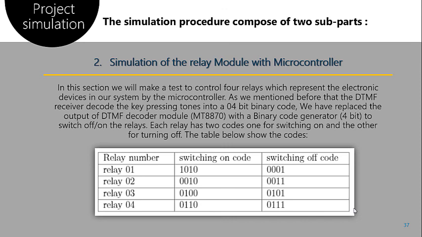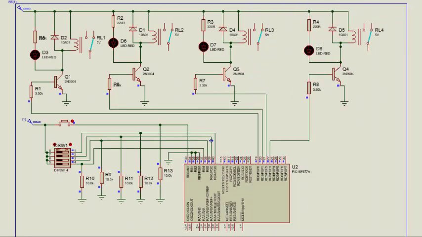Each relay has two codes, one for switching on and the other for turning off. The table below shows the codes. Firstly, we upload the code file on the PIC, then we set the clock at 8 MHz. After that, we run the simulation and adjust the binary code to 1010 to switch on the relay 1. To turn off the relay 1, we need to enter the code 0001.